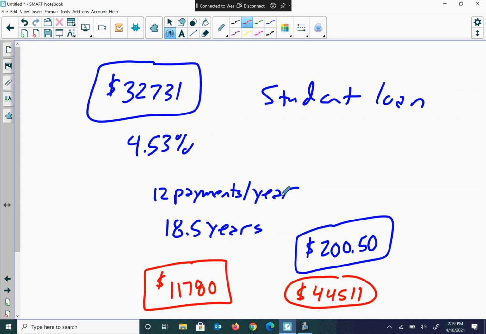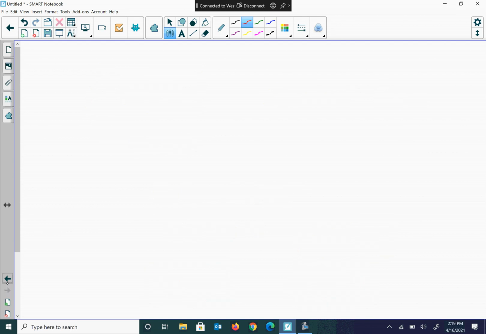Right. Do me a favor. Get one of these calculators. You can borrow one of mine if you need to. But if you have a graphing calculator, get it out, or you can borrow one of mine from back there.